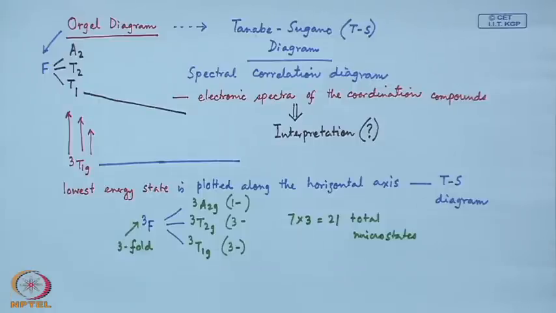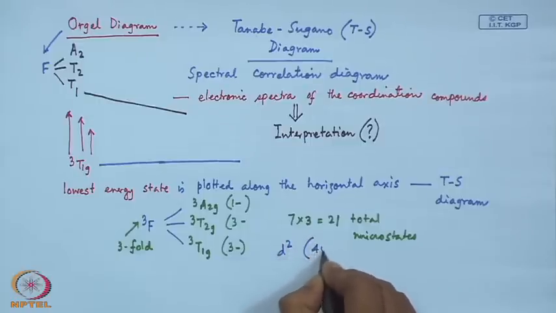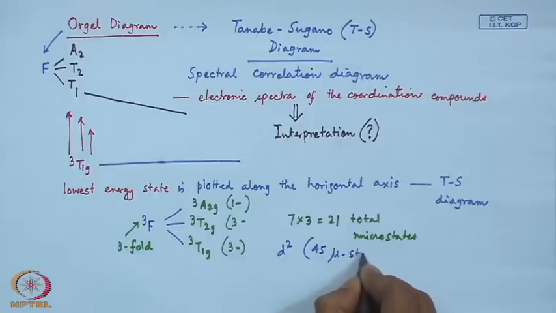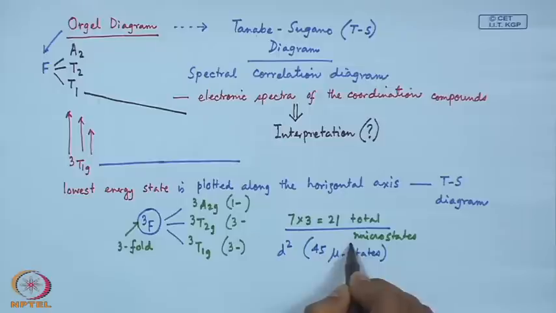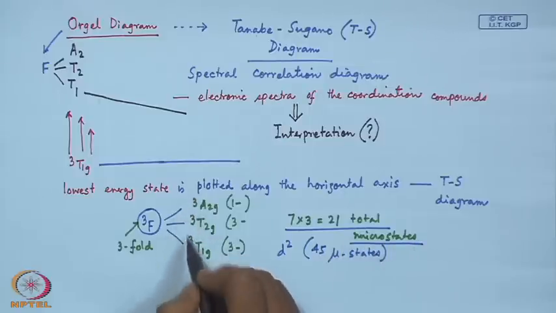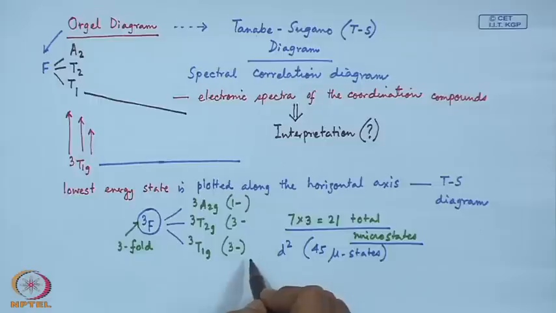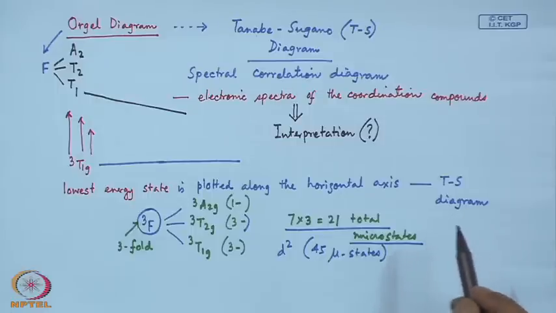So, in the d2 electronic configuration we have altogether 45 microstates. Only this particular term, the 3F term, can account for these 21 microstates, and we will be considering these microstates nicely for these transitions in this Tanabe-Sugano diagram, where we see that the triplet degenerate levels are most important for these transitions. So, next day we will still continue with this diagram for these actual transitions with those electronic spectra. Thank you very much.